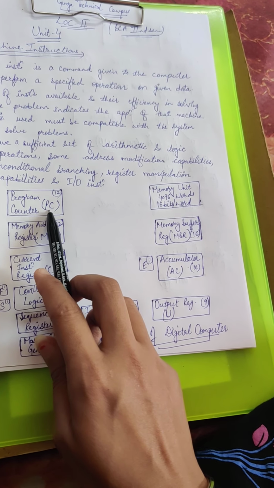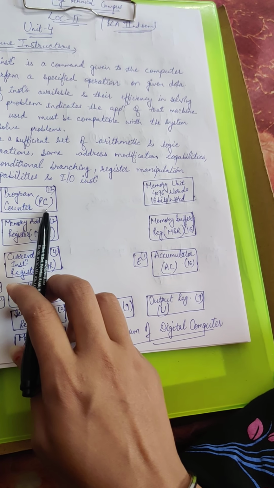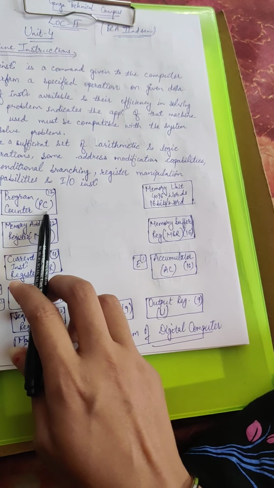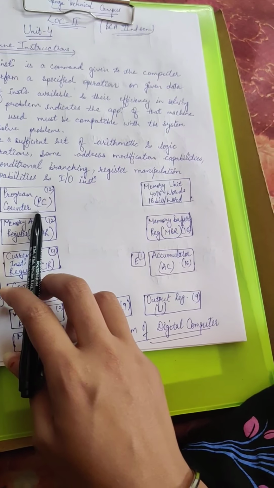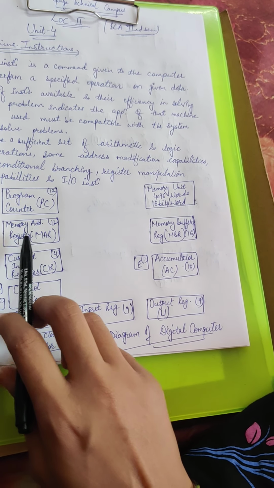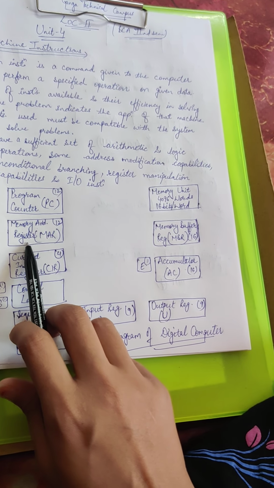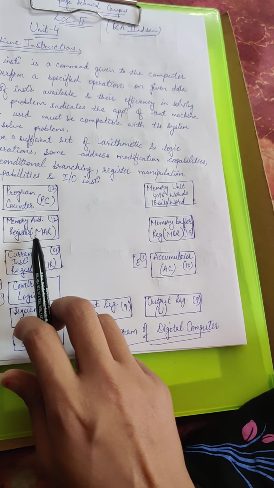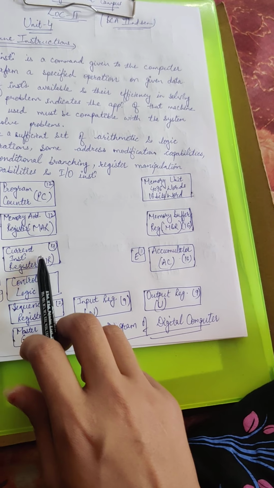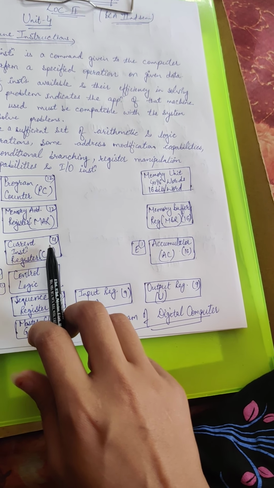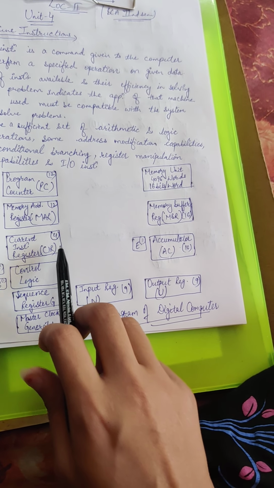First is PC, that is program counter. It is a 12-bit program counter. It is used to store the address of the next instruction that is to be executed. Memory address register MAR is also of 12 bits. This is used to store the address of memory. CIR is used to hold or store the current opcode which we are using at present.